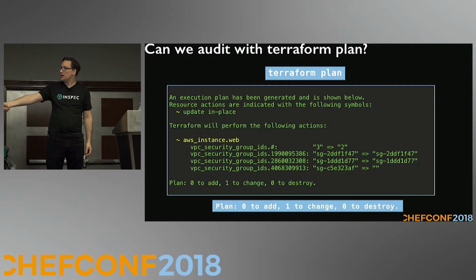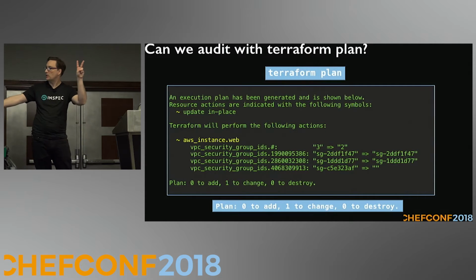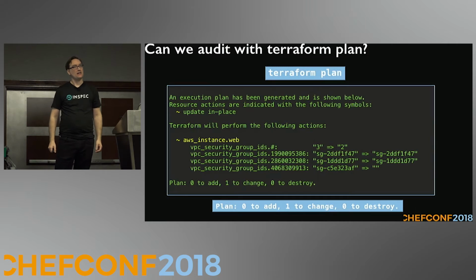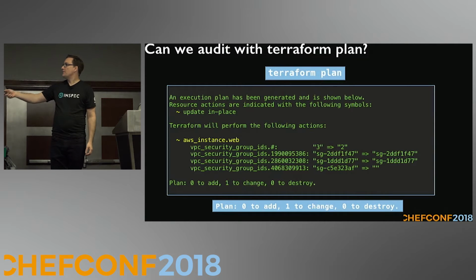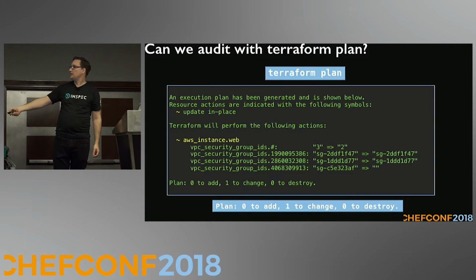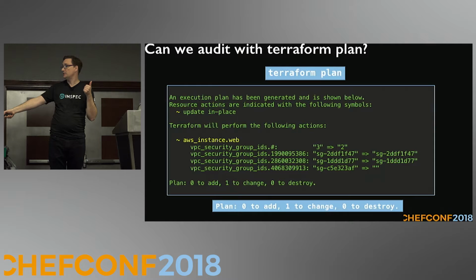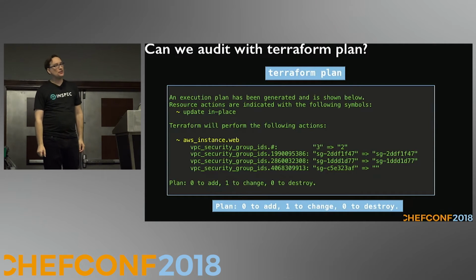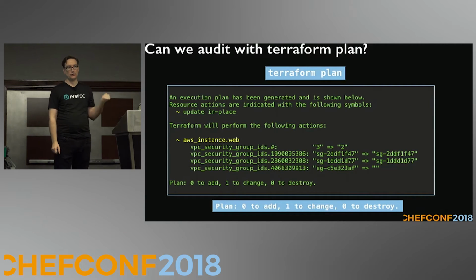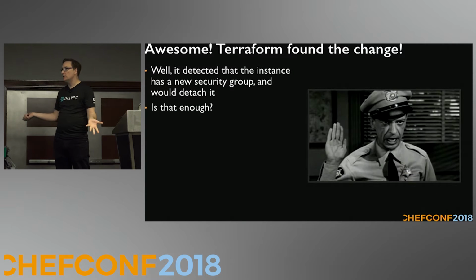Well, it does a pretty good job. It looks at the instance and it says, I expected to find 2 security groups, 2 firewall rules, but I actually saw 3. That's funny looking. So if you let me apply this, I would add nothing, I would change that instance by stripping off one of its security groups, and I would destroy nothing. So it would change one thing but destroy nothing. It's going to simply detach the rogue security group. It's not going to destroy it. So that sounds good. It detected the instance has a new security group, and would detach it. That's great.